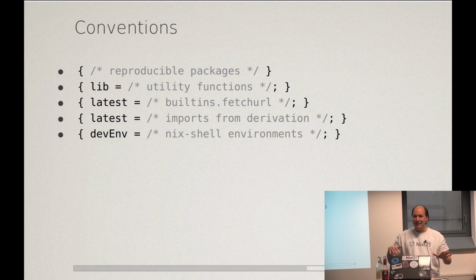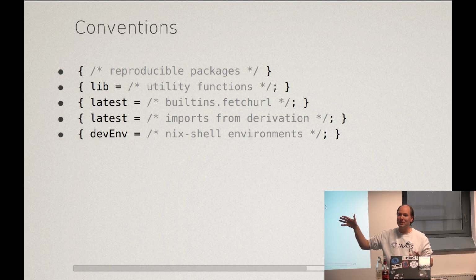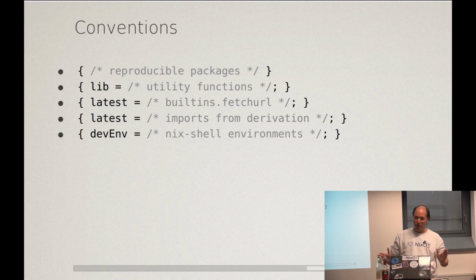It's not yet settled, but we are trying to go into making a convention, which is like if you are making an overlay which has reproducible packages, then that's fine. You go to the top level. If you have utility functions such as, oh, I want to parse some things, then you go into lib. If you have packages which are updated automatically without doing anything in terms of changing the sources, then please don't go at the reproducible packages, because that will be a hell for anybody who wants to make a reproducible environment. So go into latest and add your stuff into that.